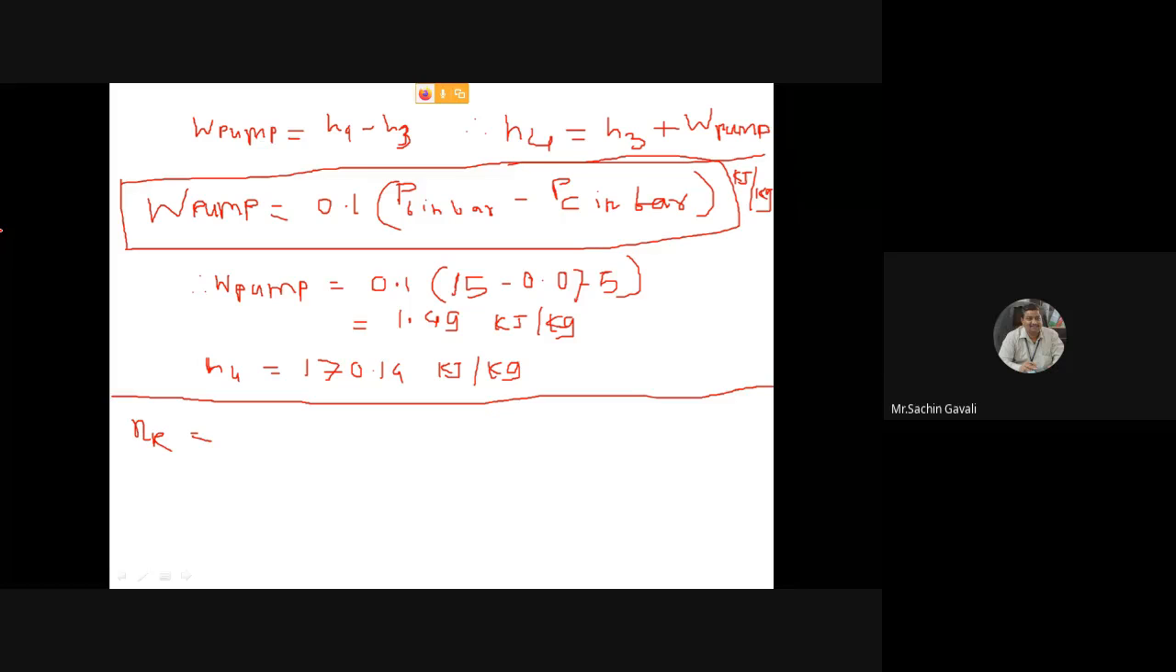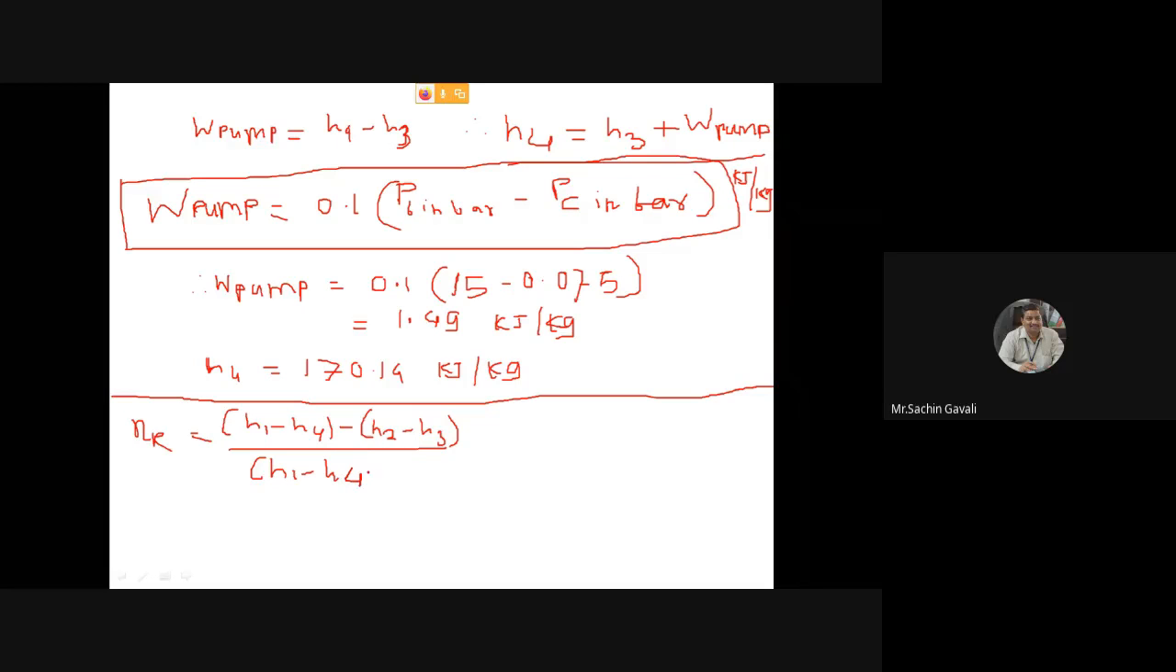Hello. Eta Rankine is equal to, what is the formula? H1 minus H4, or you can use W also, by mathematically rearranging. Divided by H2 minus H3, divided by... it's applied H1 minus H4.